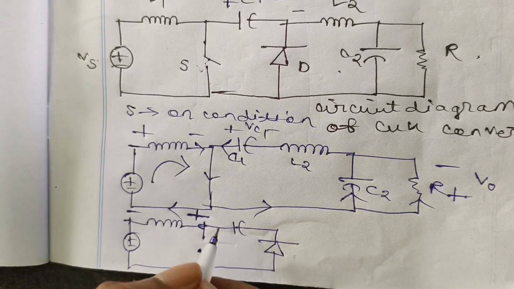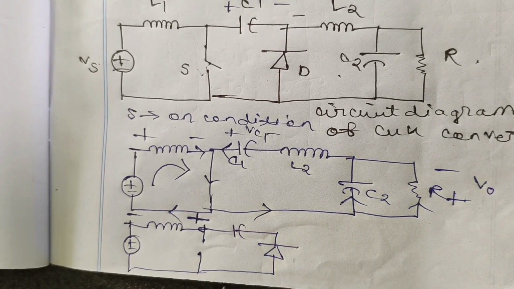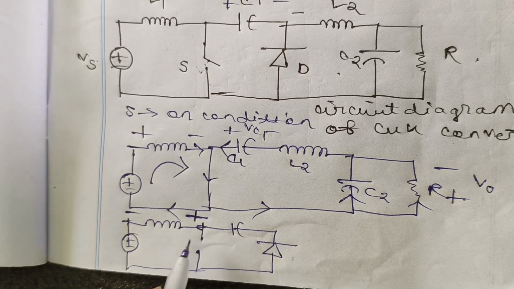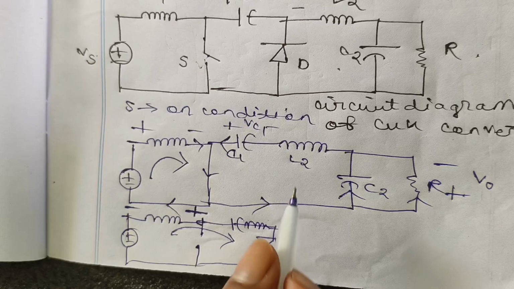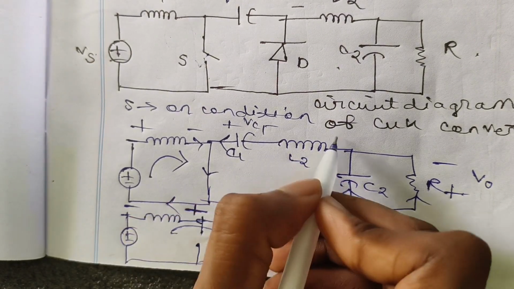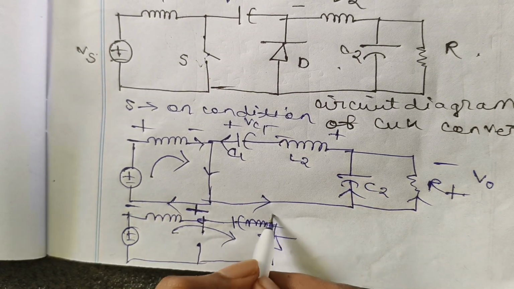Now this is positive, this is negative, because the inductor does not allow a sudden change of current. So current will be flowing like this, and this inductor will be charging to the polarity plus minus, and this will reverse its polarity to minus plus.